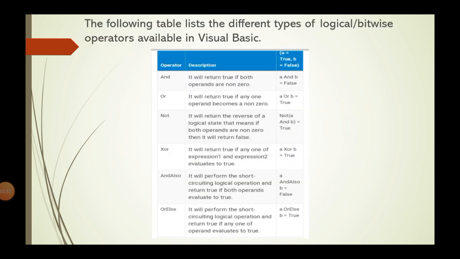Now these are the different types of logical or bitwise operators available in Visual Basic: And, Or, Not, XOR and so on. The description of And is that it will return true if both operands are non-zero. Now the example: a is equal to true and b is equal to false. Now a And b is equal to false. This is the example of a logical or bitwise operator.